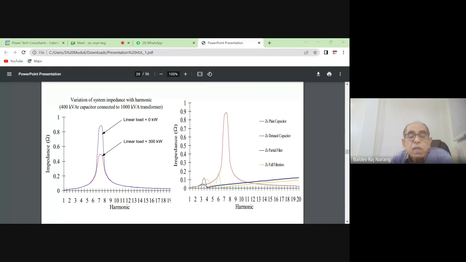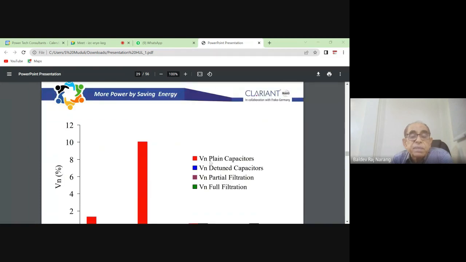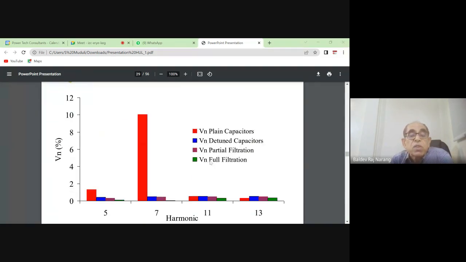So let's go to the next one. There it is showing the voltage distortion due to this resonance condition. We have seen the resonance taking place at the 7th harmonic. So the distortion of 7th, this voltage is maximum here. With the plain capacitor, the resonance is there, and the voltage distortion is maximum.